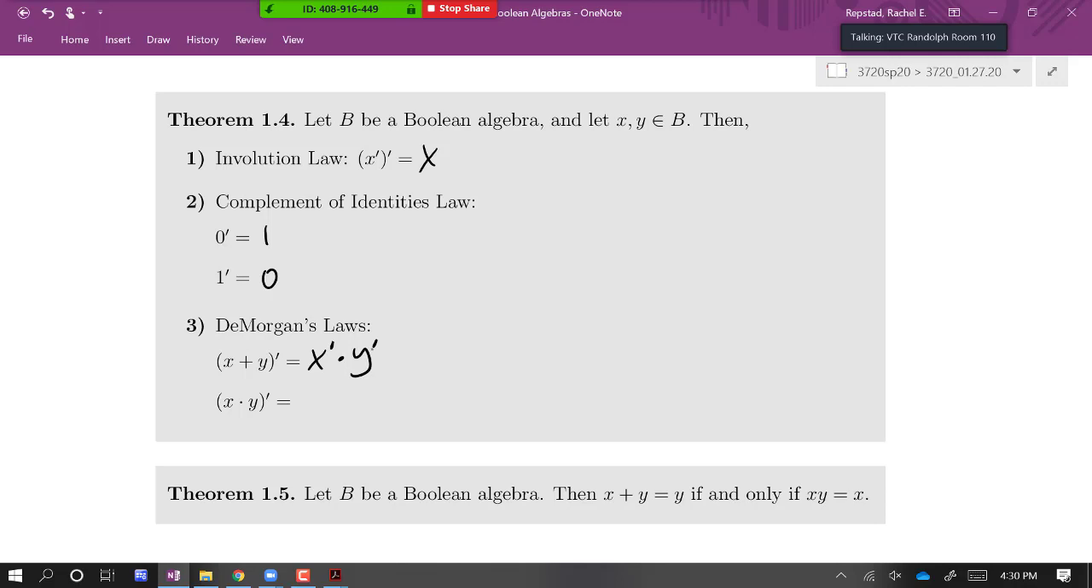Okay. What about this next one? Would it be x prime plus y prime? Yeah, exactly.